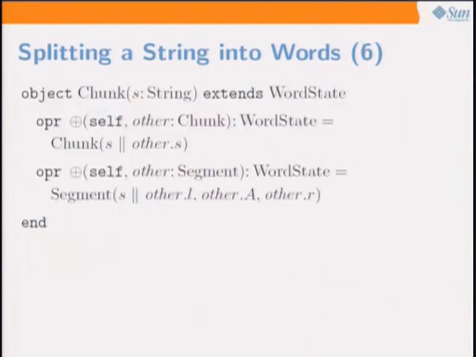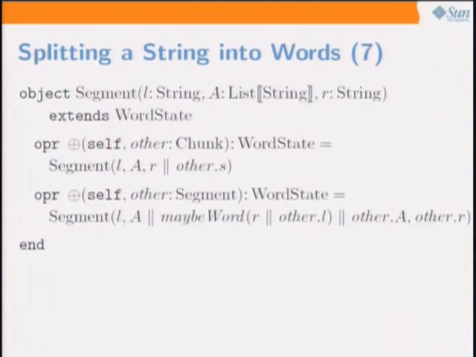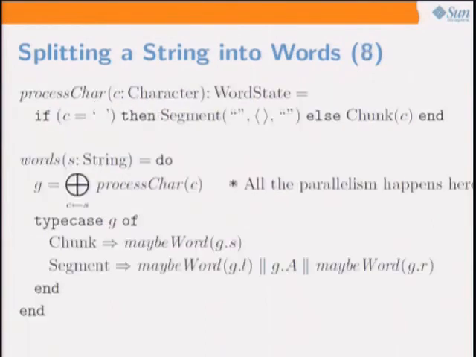Now let's look at the implementations of circle plus. Here's the definition of the object Chunk. It has one field named S, which is a string. And we have to cover the case of combining a chunk with another chunk and then combining a chunk with another segment, and there are the necessary concatenations and data manipulations. We're not going to go into the details. Similarly, given a segment, we need to be able to combine the segment with a chunk or the segment with another segment. And again, there are concatenations. And when we combine the right chunk of the left segment with the left chunk of the right segment, we need to use maybeword to see whether there's really a word there or not, and concatenating that into the list of words in the center.